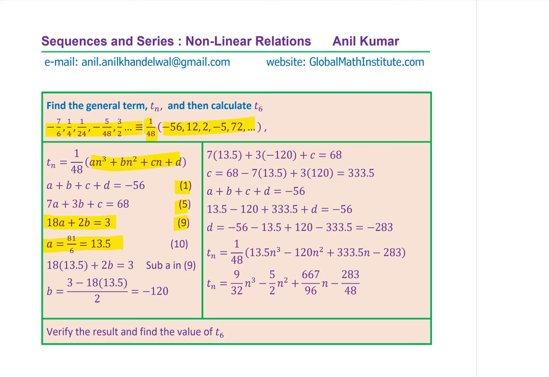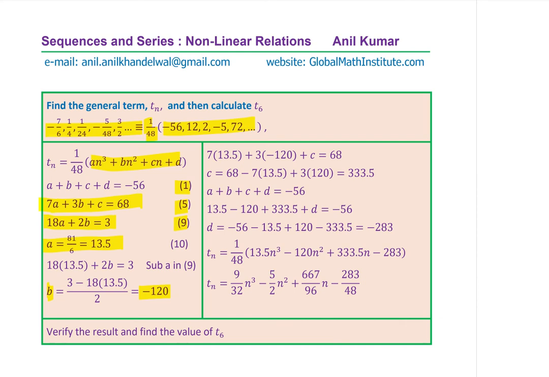Substituting back into our equation number 9, which was 18a plus 2b equals 3, we can find the value of b. So I've just substituted a as 13.5. So 18 times 13.5 plus 2b is 3. Rearranging, 3 minus 18 into 13.5 gives you the value b, and the value b is calculated as minus 120. Is that clear to you? Correct? So we have here the value of b, which is minus 120. Perfect. Now, to get the value of c, we'll now use the next equation, which is 7a plus 3b plus c.